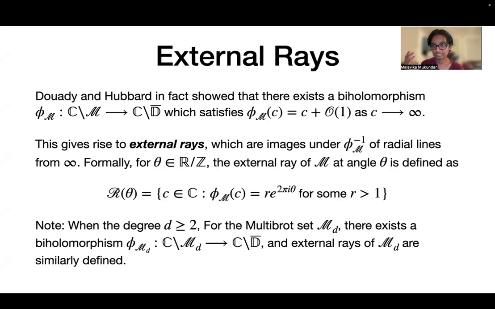This means the following. This gives rise to what are called external rays. You can visualize the exterior of the Mandelbrot set, especially near infinity, as the exterior of the unit disk, and you can think of pre-images of radial lines emanating from infinity under this biholomorphism. So you fix an angle theta in R mod Z, and you look at the external ray. You define the external ray of M at angle theta to be everything that maps to the ray at angle theta coming from infinity under this biholomorphism phi sub m.